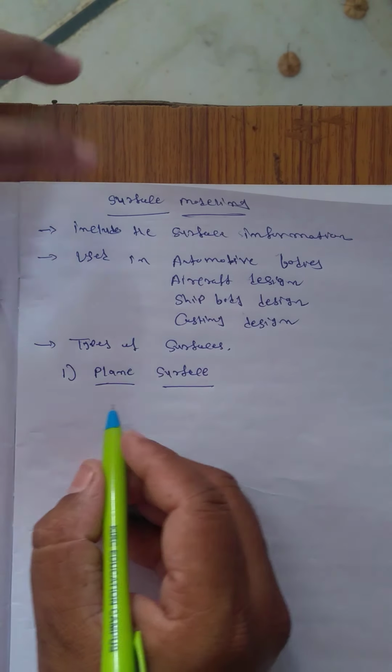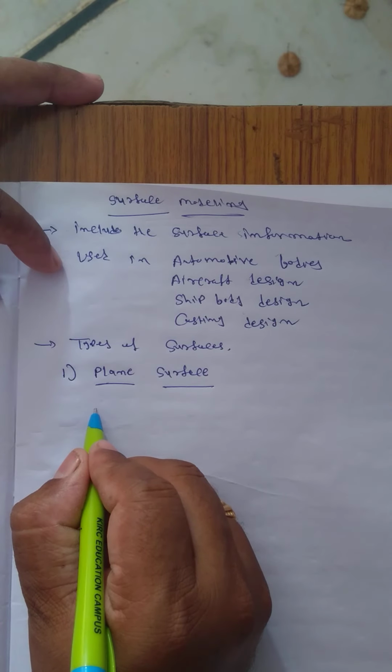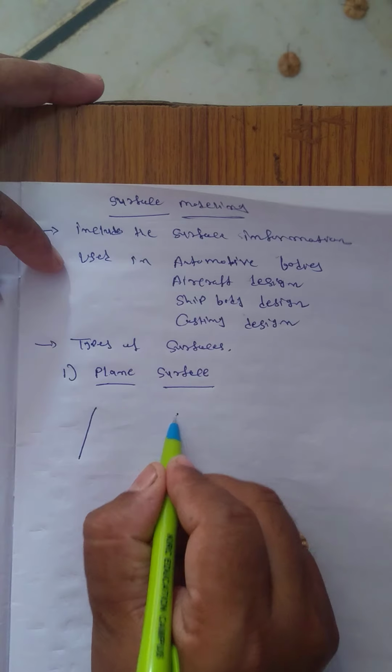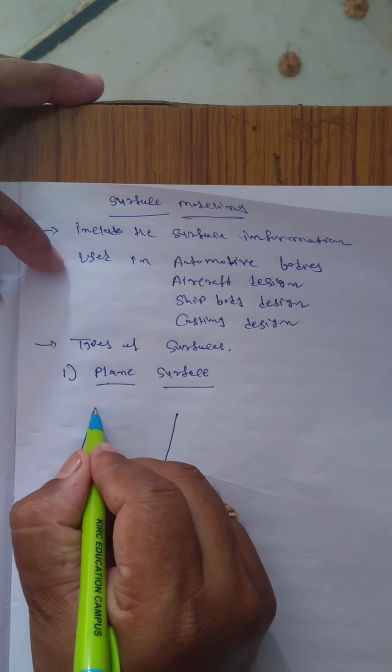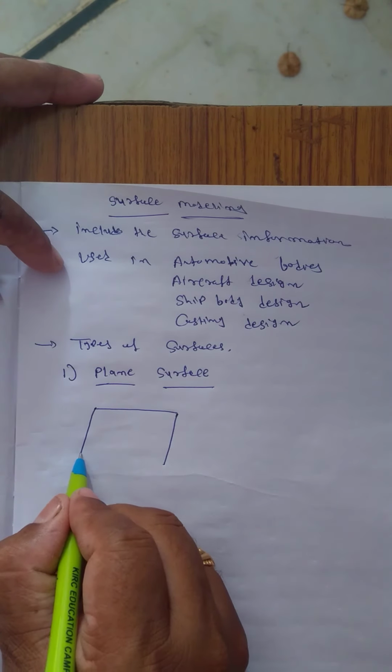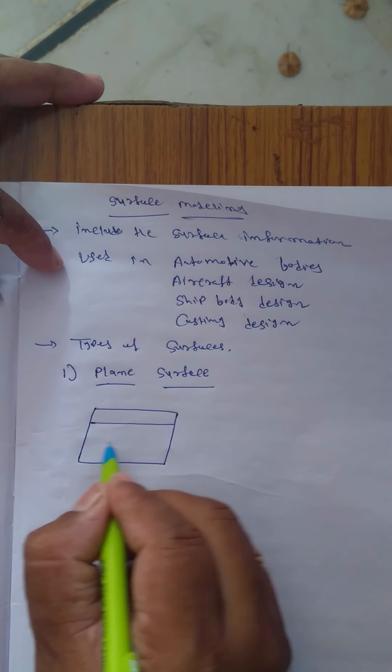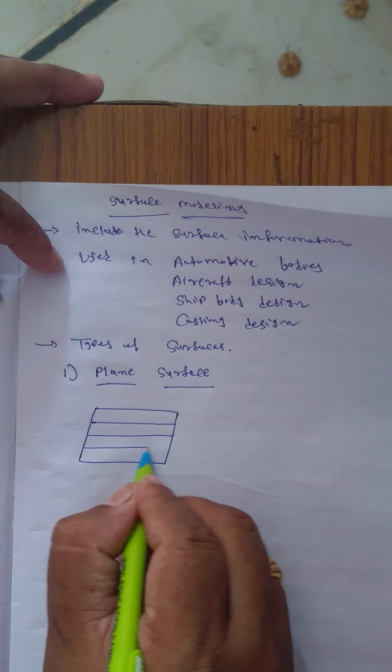Suppose you consider there is a plane surface. This is the boundary of the surface, and these entities are connected together.